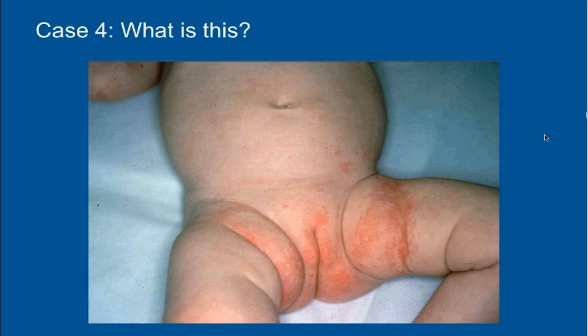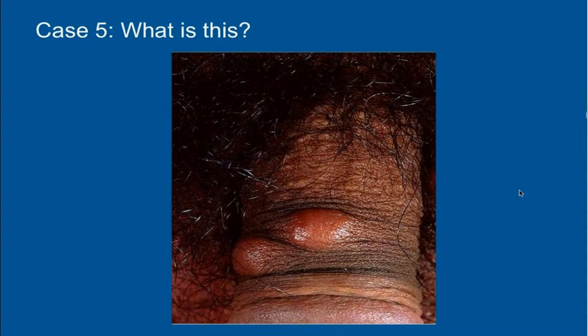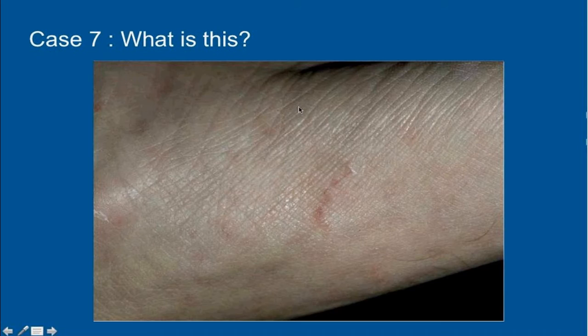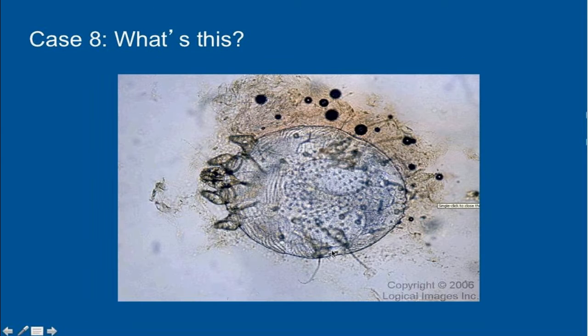Diaper distribution, erythematous plaques in an infant. Erythematous nodules on the shaft of the penis in an adult. Crusted diffuse plaques on the lower extremities of a hospital-bound patient. And this is the primary lesion of all of those last patients I just showed you, a linear erythematous macule or papule on the side of the hand.